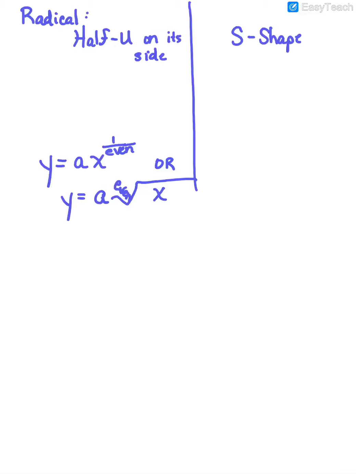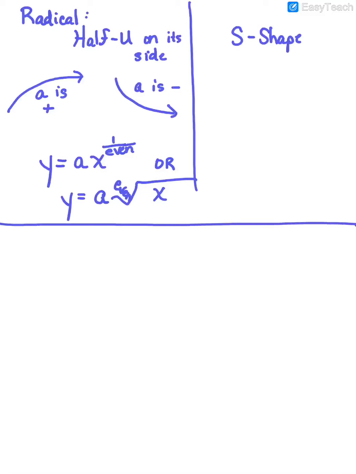And so in this particular case, you'll either get the top half of a U going from left to right, opening to the right, or you'll get the bottom half. And what determines that is your A. So if your A is positive, you're going to get the top half. And if your A is negative, you're going to get the bottom half.